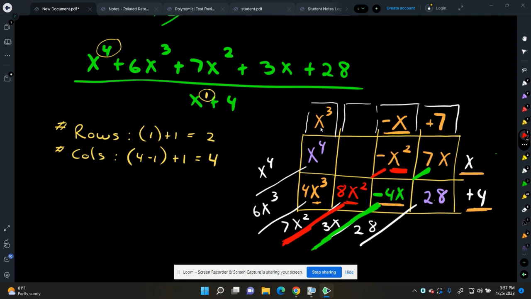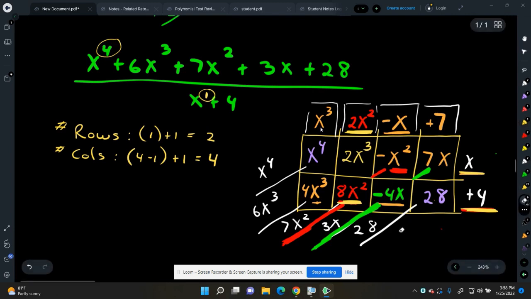Okay. How did I get 8x squared there? I have a 4. What would I have to multiply that 4 by? I'd have to multiply by 2x squared. Let's check that. 2x squared times 4 gives me 8x squared. Okay. Well, now I have a 2x squared up here. 2x squared times x gives me 2x to the 3rd.